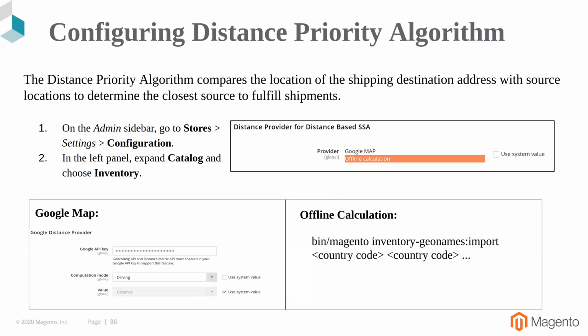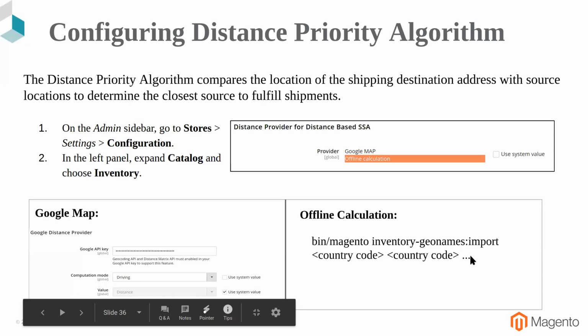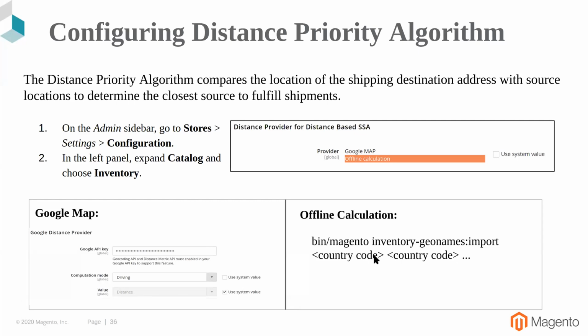So we can achieve that by using this CLI command, which is provided by the MSI module. So here you can see bin/magento inventory:geonames:import country codes. So you can give as many country codes as you want, separated by a space. Okay.